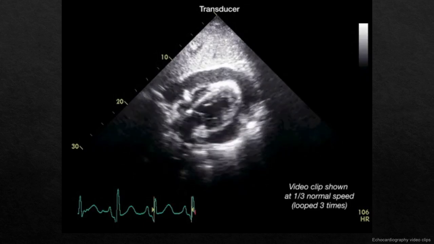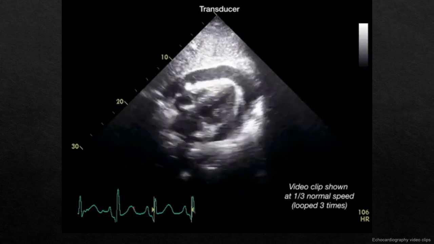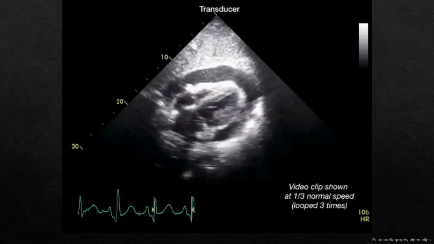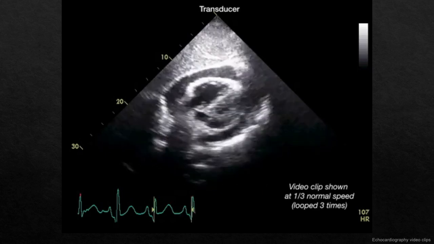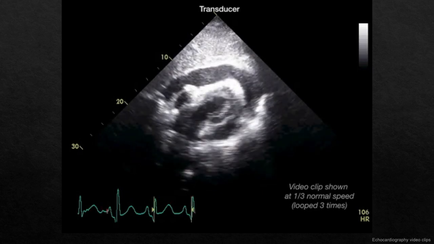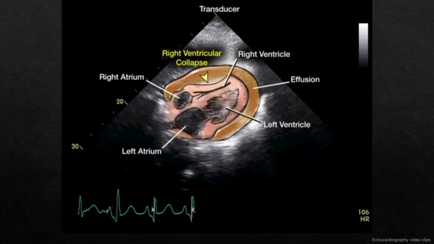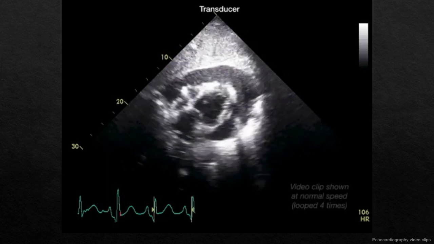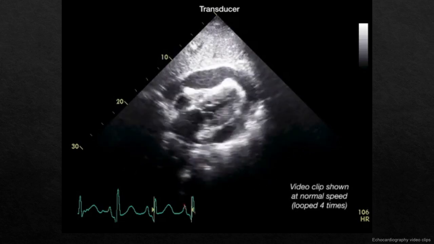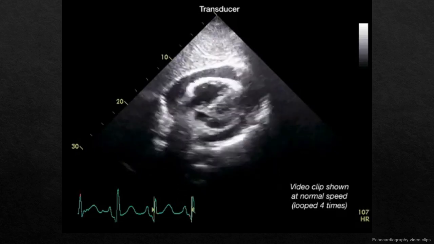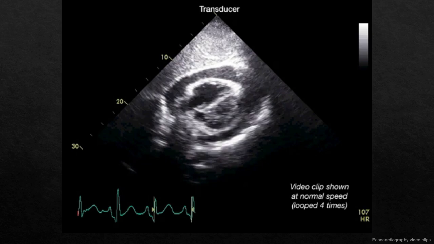You can see the massive cardiac tamponade causing decreased cardiac output. You can also see that the right ventricle is completely collapsing. This video is at 1/3 of the normal speed. So just to illustrate how it would look in slow motion, it's just now showing you the actual heart. And then this part of the video is just in full speed again. So this is what you should see when you do a 4-chamber view of a patient of cardiac tamponade.